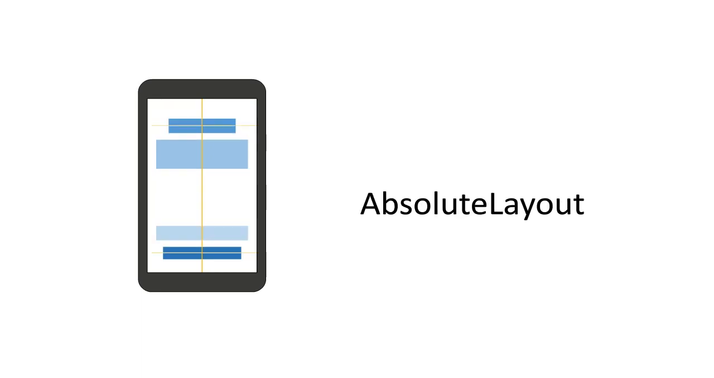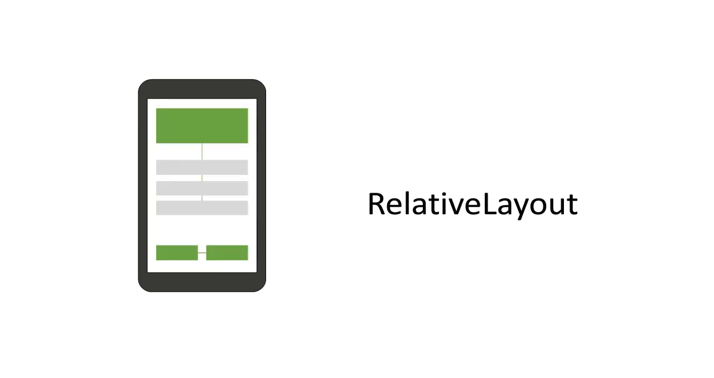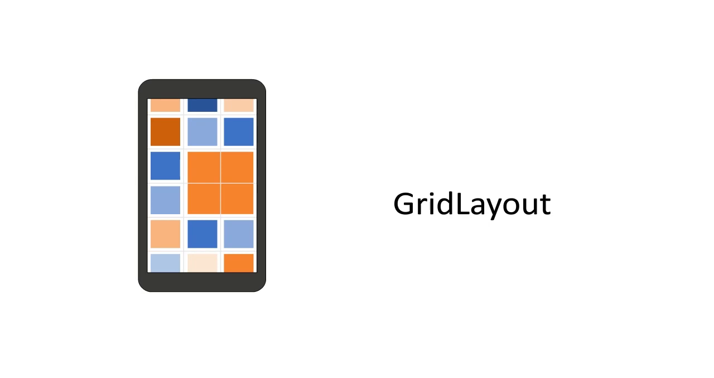The absolute layout is used sparingly, but it does allow you to position a control at a very specific location on the page. More common is the relative layout, which allows you to specify the position of controls relative to each other. Another very popular and very powerful layout is the grid layout. This works very much like tables do in HTML.